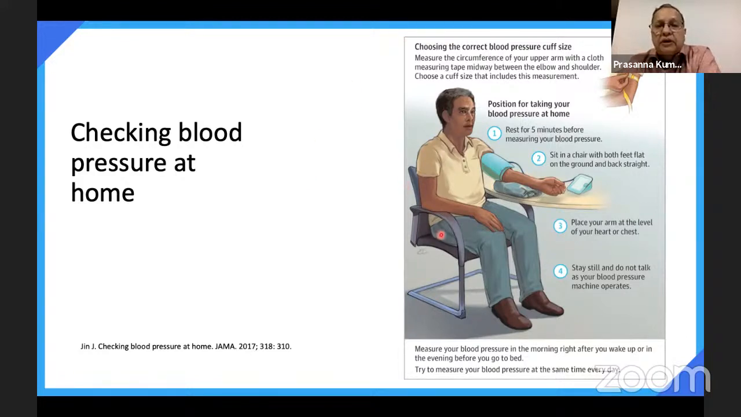So it's very important how you measure blood pressure. This is the position. The patient should be sitting comfortably for 5 minutes before you measure. Sit in a chair with both feet flat on the ground. Place your arm at the level of your heart like this. Stay still and do not talk as the blood pressure machine operates.